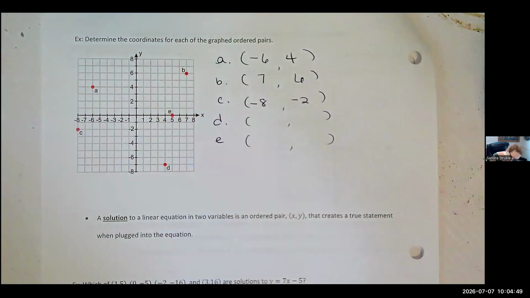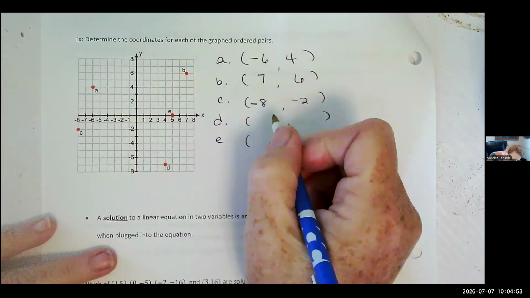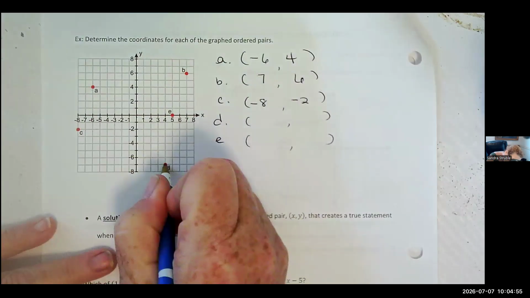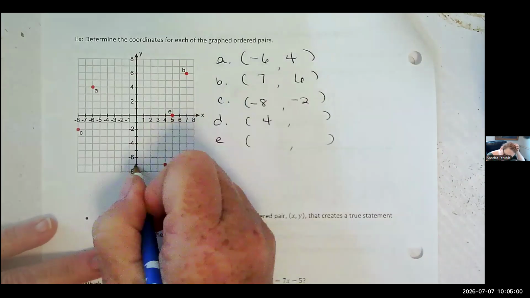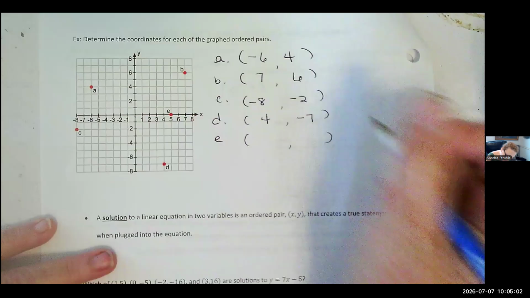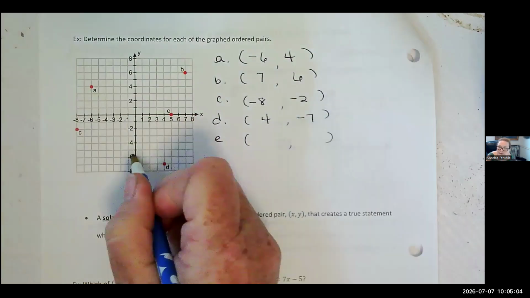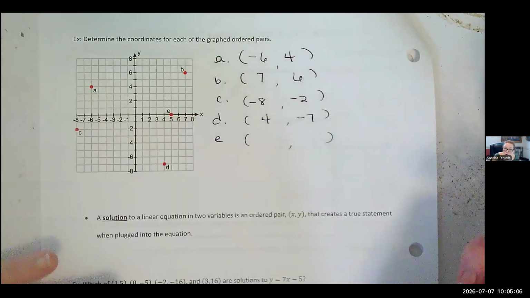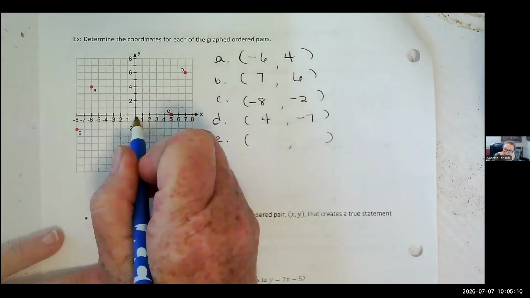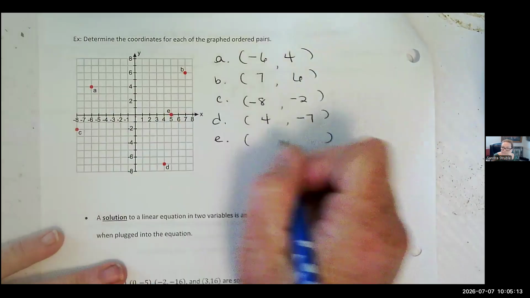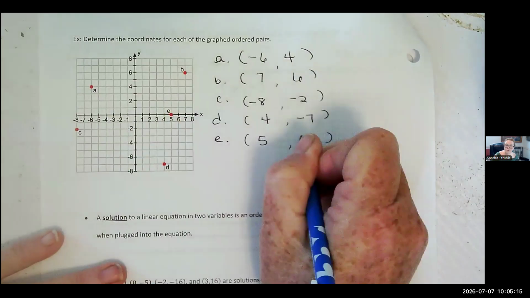Okay. Next one is D. Right here, I have to go to the right 4, and then down to -7, because it's between -6 and -8, so it has to be -7. And then E is on the x-axis, but I have to go 5 to the right to get to it, and then it's not going up or down. That is it for that section.